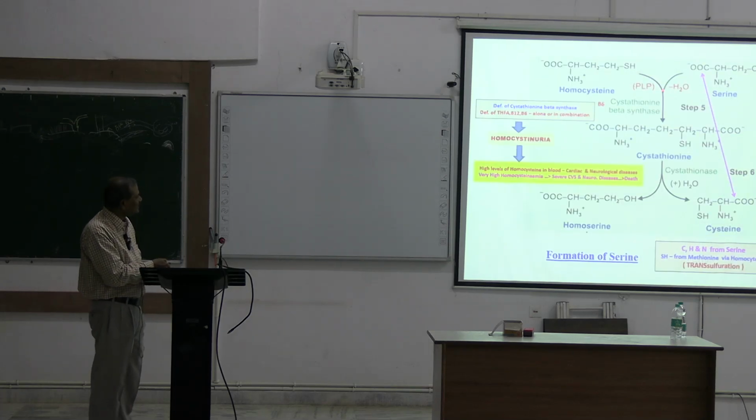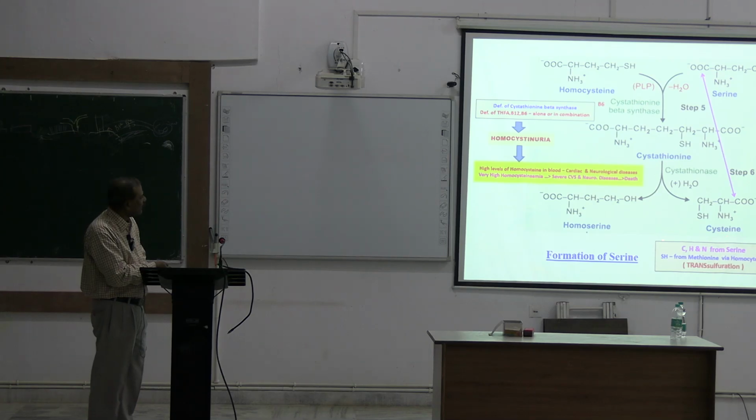In the next stage, from serine, look at the structure of serine. Serine is the same thing. The only thing is that carbon, hydrogen and nitrogen, these three, are coming from serine. Only the SH group is required from methionine, and that is provided by homocysteine. It is a complicated pathway through which cysteine is formed.